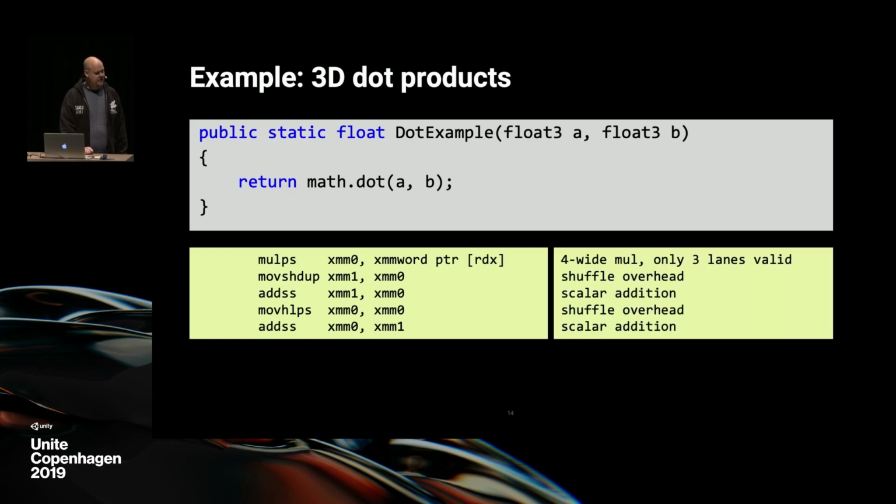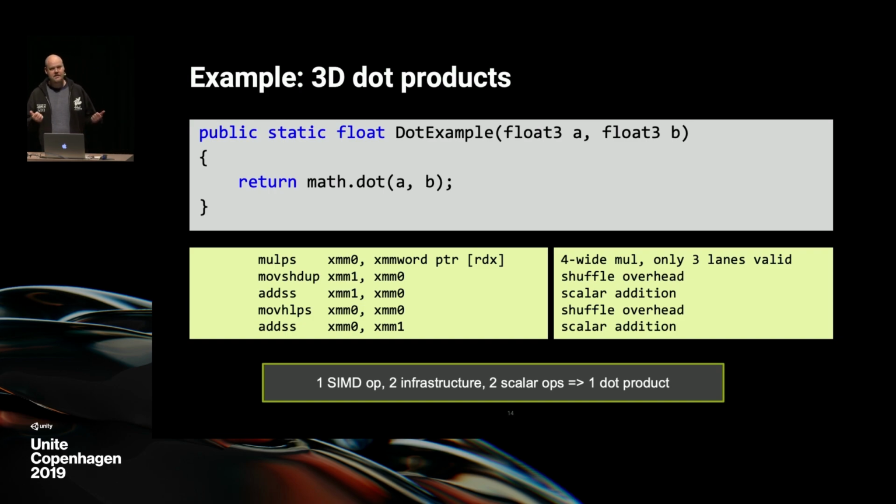The first thing we see is a multiply, which is indeed SIMD. But we only have 3 lanes valid because float3 is only 3 components. So sure, we get those 3 multiplies with 1 instruction, and 1 lane is just hanging around. And then we have a shuffle, and we have a scalar addition, we have a shuffle, and we have a scalar addition. So what does this all mean if you do the math? It means that we have 1 SIMD operation, sort of. Only 3 out of 4 lanes were active. We have 2 infrastructure ops and 2 scalar ops. And for all that work, we got 1 dot product.